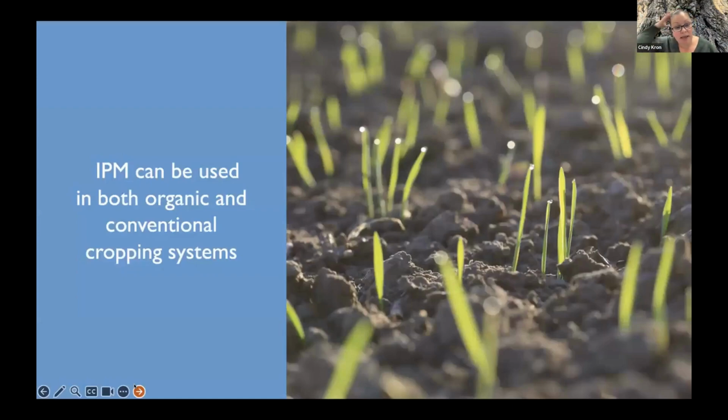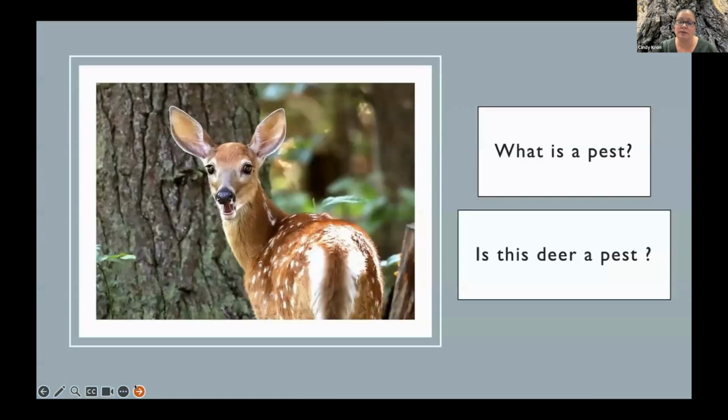So IPM can be used in both organic and conventional cropping systems. Pesticides are a part of IPM. They are a last resort part of IPM, but there are organic pesticides out there that are options for growers. Now, growers do not need to choose to use pesticides, whether organic or conventional, but it is an option. It is a tool that's in the toolbox.